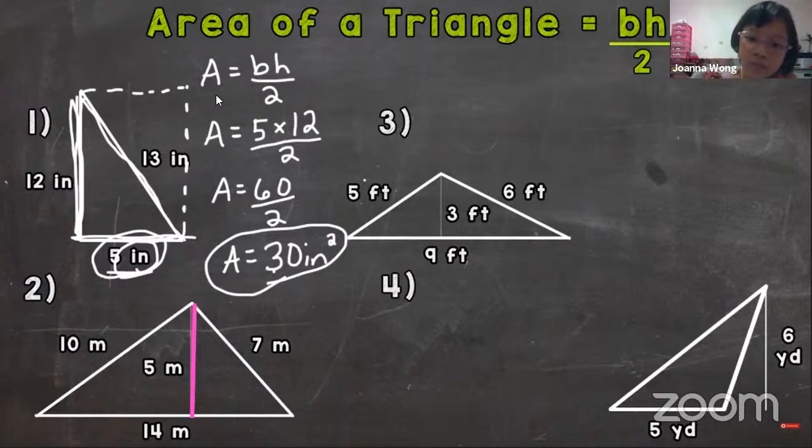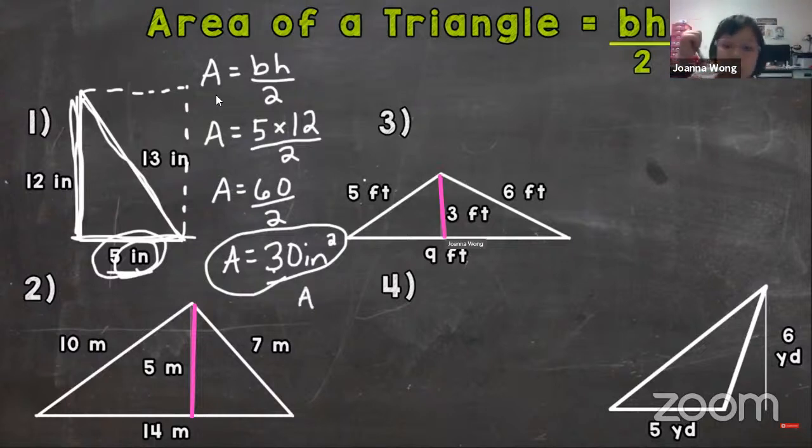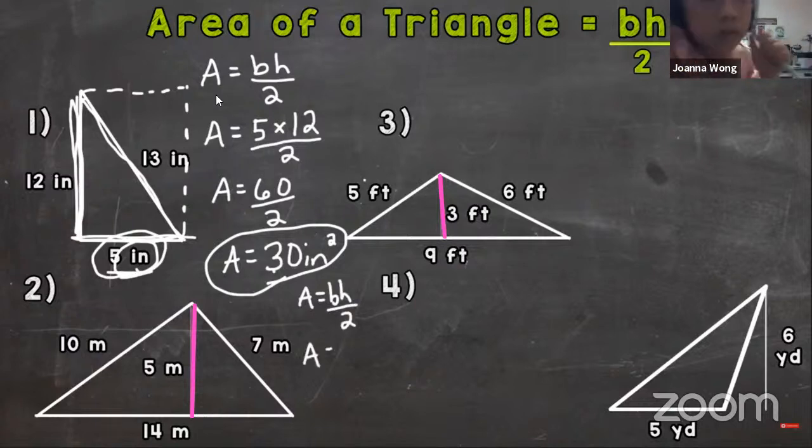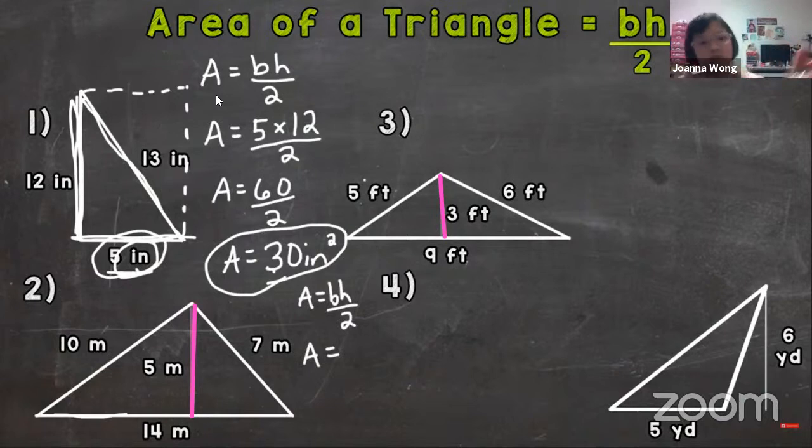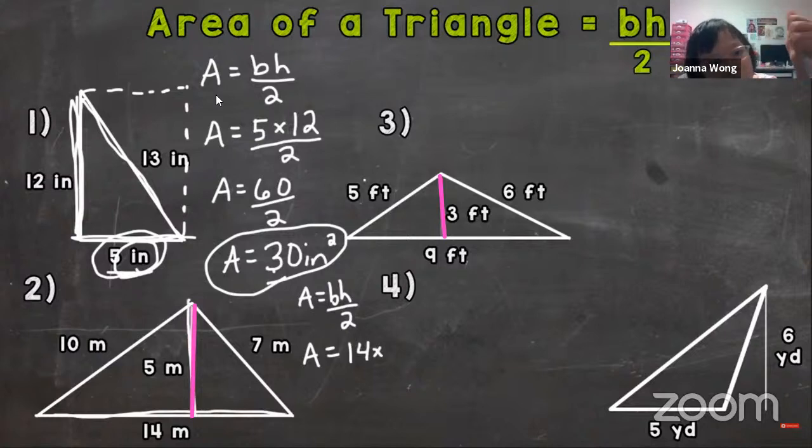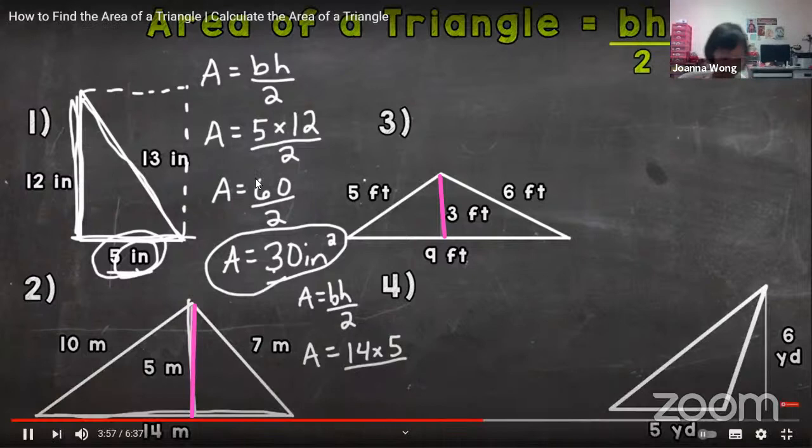So let's go to number 2 here. And we start by writing out our formula. Area equals base times height divided by 2. Now we plug in. Area equals base is 14 meters here, times the height of 5 meters. We do not need the 10 or the 7. And then we need to divide by 2.